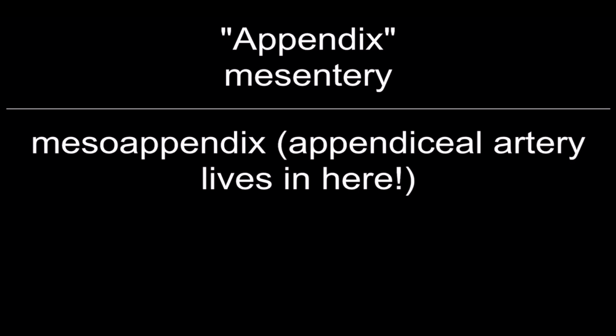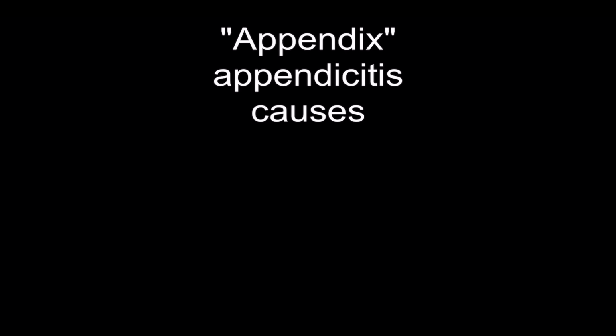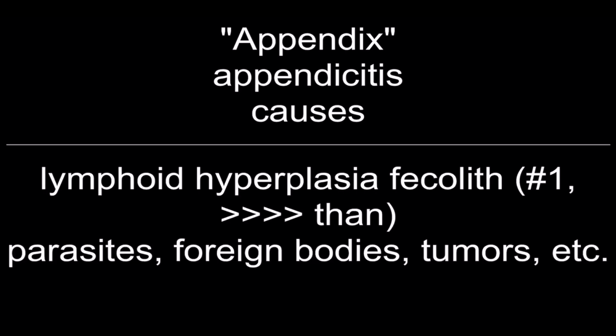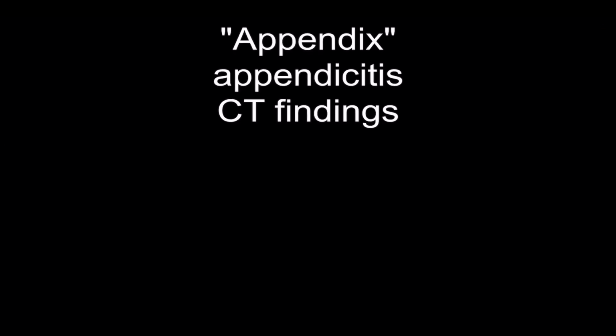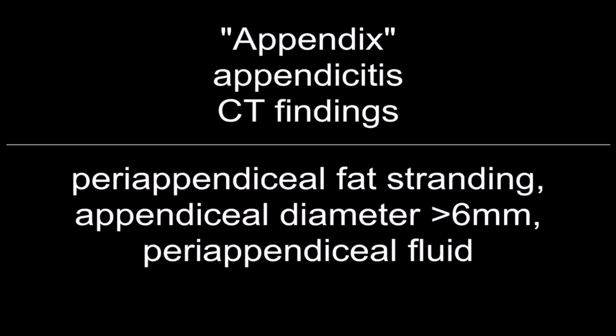Appendix blood supply, what is it? Appendiceal artery. Mesentery in the appendix. Mesoappendix, appendiceal artery lives in here. Appendicitis causes. Lymphoid hyperplasia, fecalith, number 1, more than parasites, foreign body, tumors, etc. Appendicitis CT findings. Periappendiceal fat stranding, appendiceal diameter greater than 6 millimeters, and periappendiceal fluid.